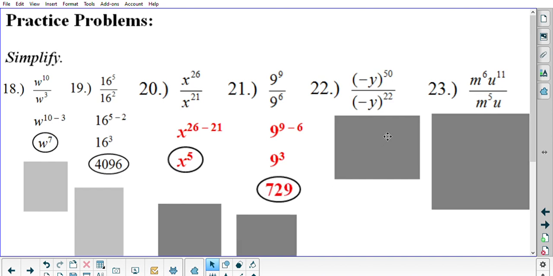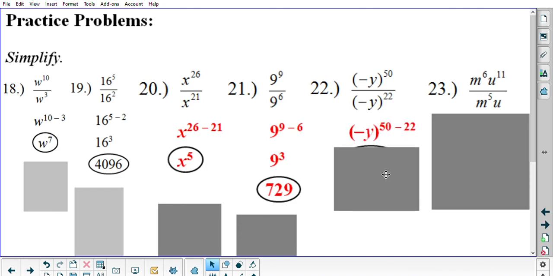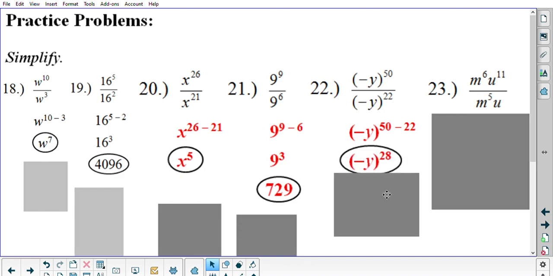Number 22. The parentheses here do matter. I talked about this a little bit in the previous lesson of guided notes on negative exponents. So the parentheses here have to stay around the base of negative y. But you will subtract the exponents just like we've been doing from using the shortcut that we've talked about for dividing like bases. Final answer, negative y still in parentheses taken to the 28th power.